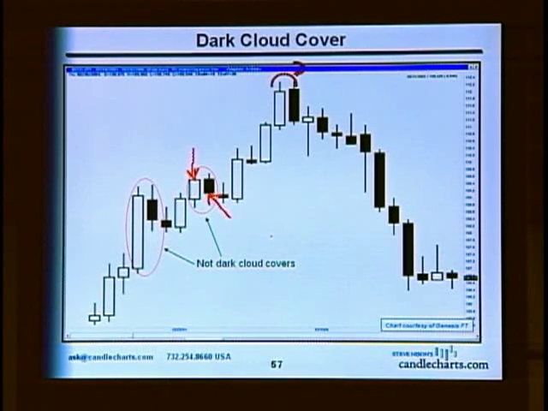So the ideal dark cloud cover, the first candle should be relatively long. It doesn't have to be extraordinarily long, but like the one there. And then we should have a black real body that gets deeply into it. We want to see a real shift in psychology. So the correct answer for two, the reason it's not a dark cloud cover, is because it doesn't meet those criteria. The first real body is not unusually long.